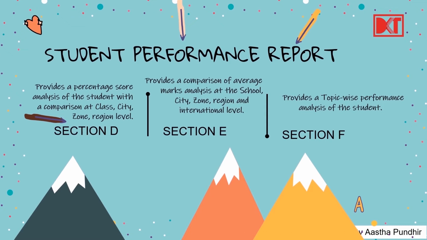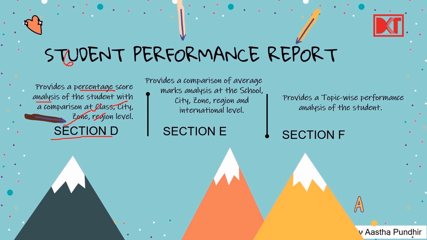Here. The student performance report, section D, E, and F. Alright, so here section D, it talks about providing a percentage score analysis of the student with comparison of the class, city, zone, and region level. Now in the previous sections we were talking about the rank analysis or performance analysis. Here we are providing a percentage score analysis.